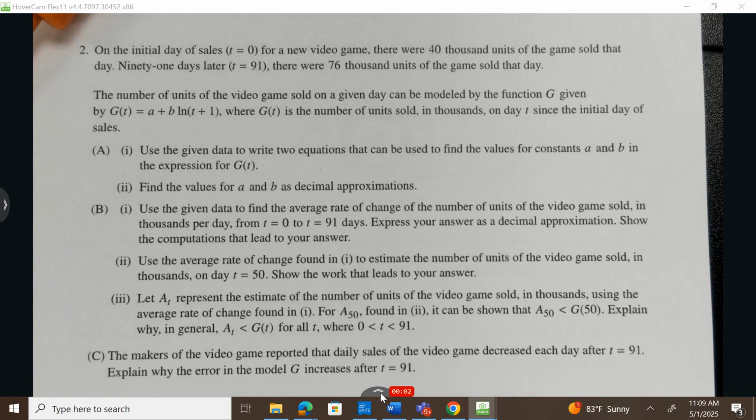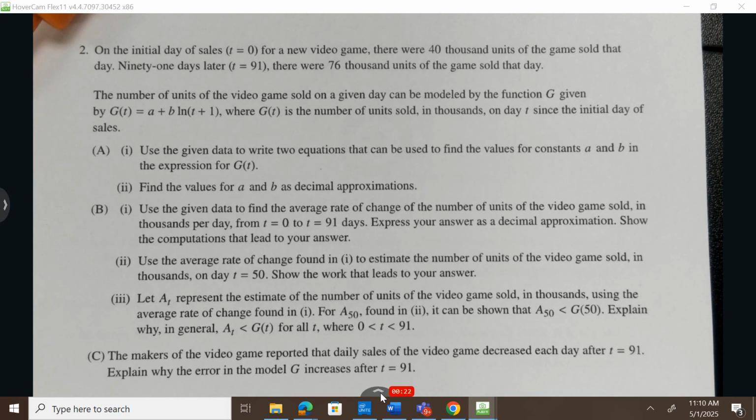All right, let's look at FRQ2. On the initial day of sales, which is denoted as T equals 0, for new video games, there are 40,000 units of a game sold on this day. 91 days later, when T equals 91, there are 76,000 units of the game sold. The number of units of the video game can be given by the following modeled equation.